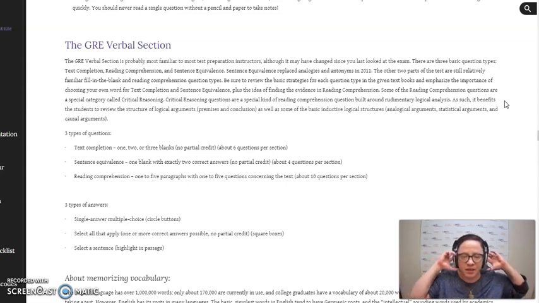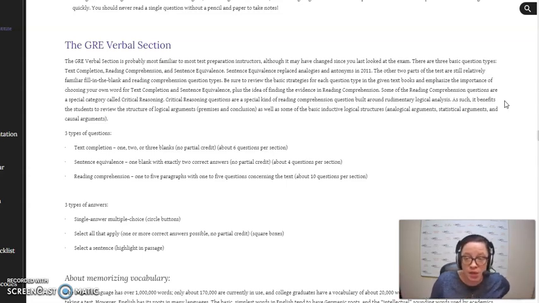This is probably the section of the GRE that is most familiar to our test prep education instructors, although it may have changed since the last time you looked at the exam. It was updated in 2011. They replaced analogies and antonyms with what we call sentence equivalents.